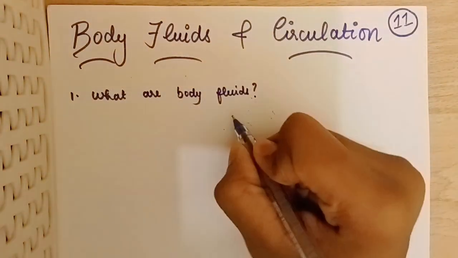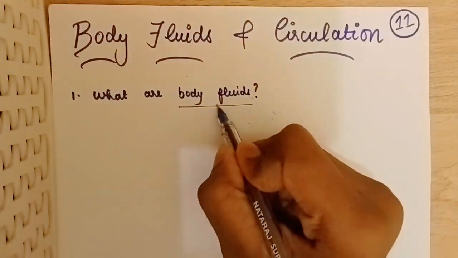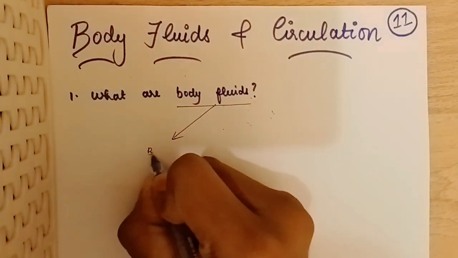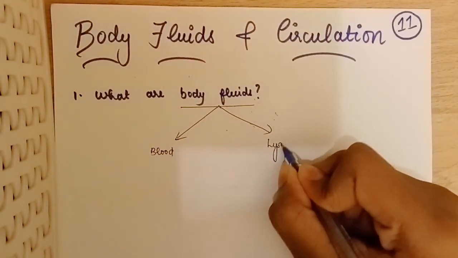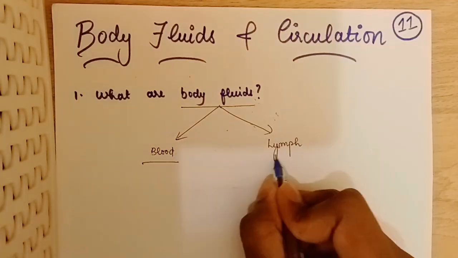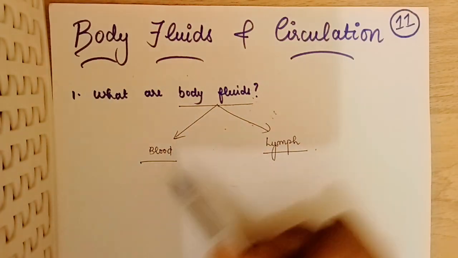and waste. So body fluids are of two types. Number one, it's blood, and number two, it is lymph. These are the two types of body fluids that you will be learning in this chapter.